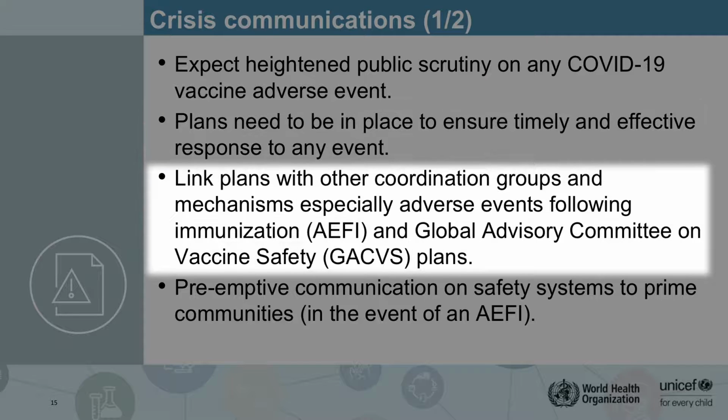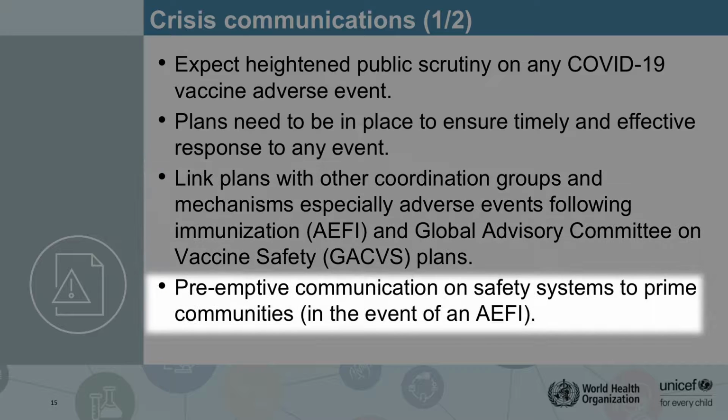Plans should be linked to other coordination groups and mechanisms, especially with the AEFI teams, to agree on how to communicate safety signals, or the GACS, Vaccine Safety Communication Plan. It is also recommended to preemptively communicate on safety systems, how they work, and potential limitations, so that when signals happen, communities are primed about how to interpret this information.